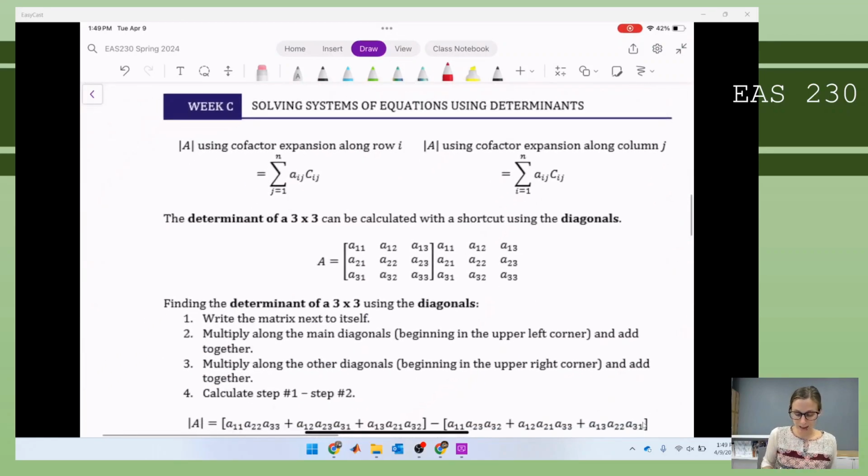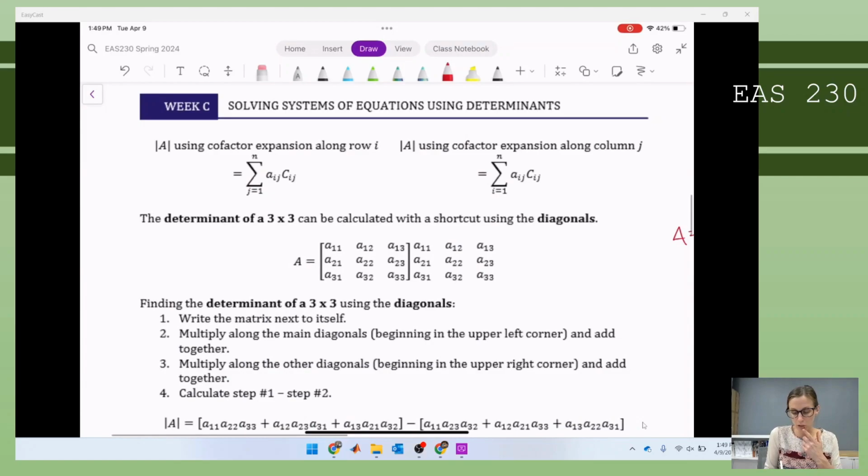So here's what it looks like mathematically. Cofactor expansion along a row, cofactor expansion along a column, same idea. And that works for any size matrix. For a 2x2, we obviously know how to do it. For a 3x3, there is an alternative method. It only works for a 3x3. It cannot be done for any other size matrix. So we can call this a shortcut method, not necessarily, but it is another method we can use for a 3x3. Sometimes I like to use it, sometimes I don't. It just depends on how many calculations I'm going to have to do.